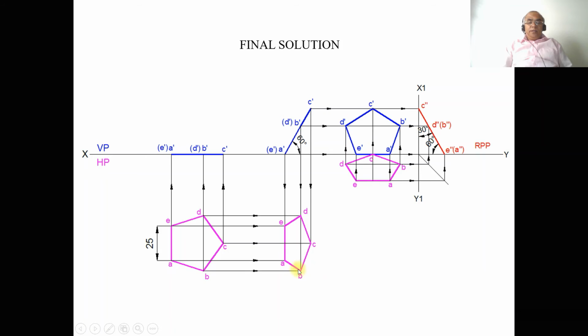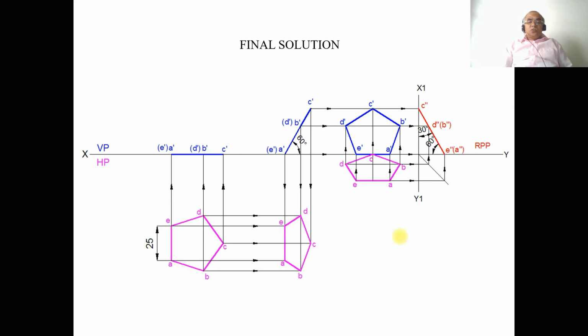Then join A to B, B to C, C to D, D to E, and E to A with a dot line. Once you do that, now we need to go for the third position. So to do that, opposite to this side touches the corner, opposite to this touches VP. Which is the side which is resting on HP? A dash, E dash. The corner opposite to this side is C dash. So that C is now in front of VP. You make that point to touch on VP.